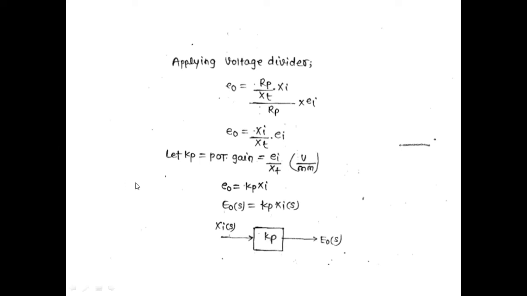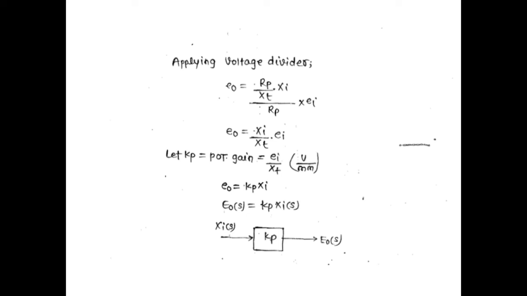So what is the output of this potentiometer? It is volts. What is the input of the potentiometer? It was a position Xi. So basically, the gain should be the ratio of E0 divided by Xi. So E0 divided by Xi will be equal to Ei by Xt. Or I can say that E0 will be equal to some constant Kp into Xi. So this constant Kp will be nothing but Ei by Xt. So I can say that the gain of the potentiometer is Ei by Xt, right? It has a unit of volts per millimeter or volts per meter.